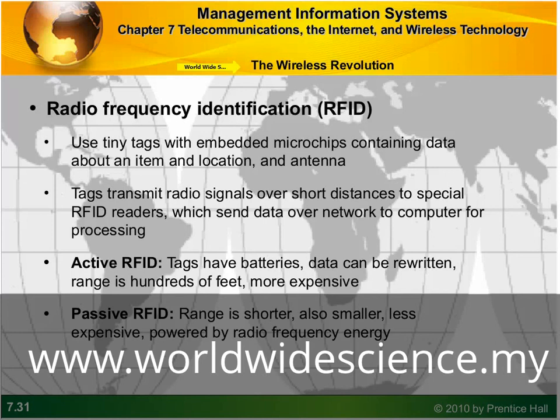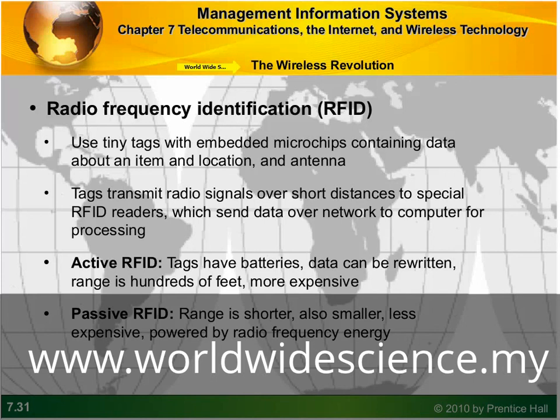RFID uses a very tiny tag with an embedded microchip containing data about an item and location, and that tag can have an antenna. The tag transmits a radio signal over short distances. This distance also depends on the different kind of tag you use. And you need a special RFID reader, which sends data over the network to a computer for processing. So we also have a backend system.